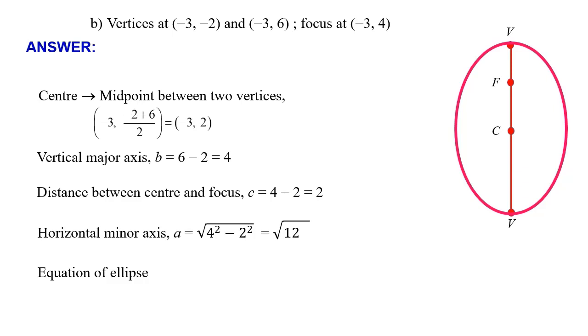So the equation of our ellipse would be, from the center (-3, 2), (x plus 3) squared over 12, and then (y minus 2) squared over b squared, that is 4 squared, 16, equals 1. So this will be our equation for question B.